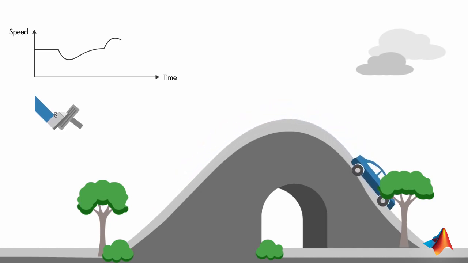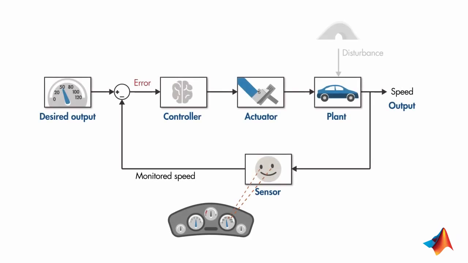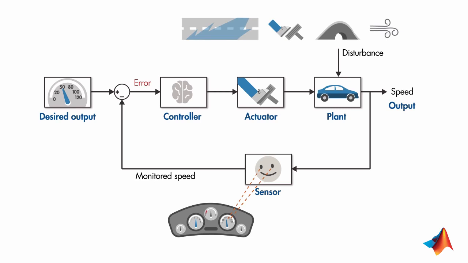Unexpected environmental changes causing the system output to behave in an undesired way, such as the road grade in this example, is called disturbance. Similarly, a sticky gas pedal, icy roads, or windy weather act as disturbance on the car.